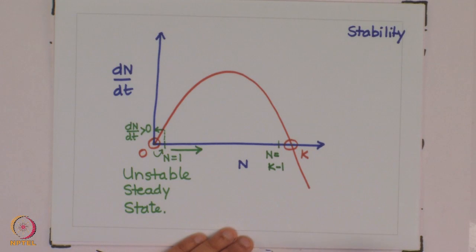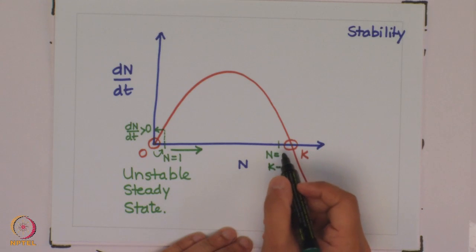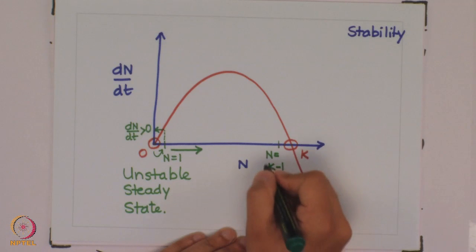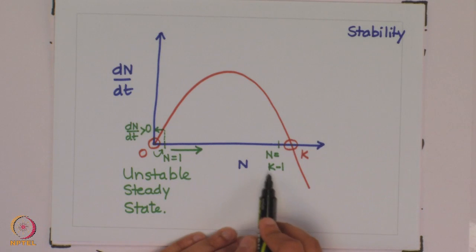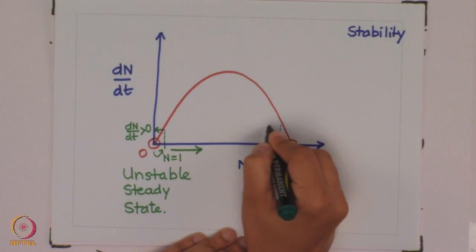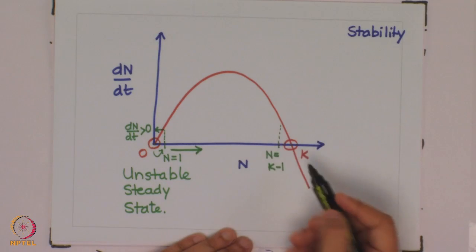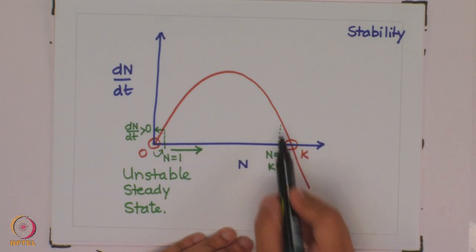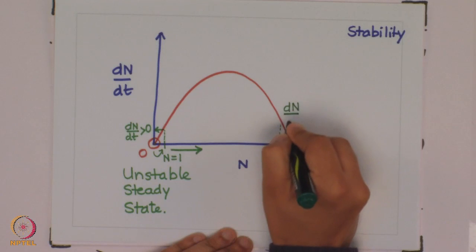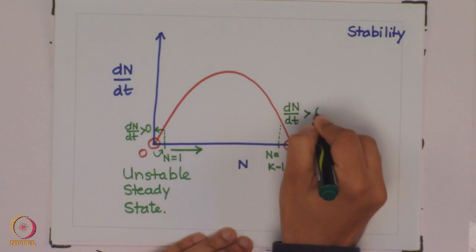Again, we are interested in tracking the movement of the system upon introduction of this disturbance, and all we have to do to understand that is look at the sign associated with the variable dn by dt at this particular value. So, at n equal to k minus 1, the sign of dn by dt is again positive. Dn by dt, it can be clearly seen from this graph, is a positive quantity. So, at this value dn by dt is greater than 0.